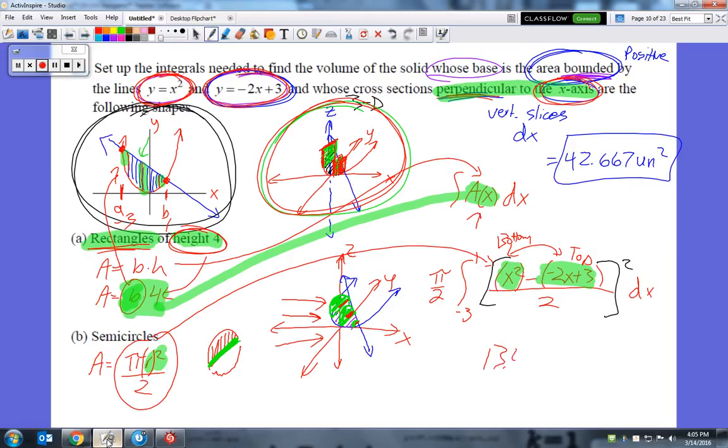So 13.404 units cubed, and I made a mistake there. So units cubed, before I get that email. This is volume, therefore it would be 13.404 units cubed.